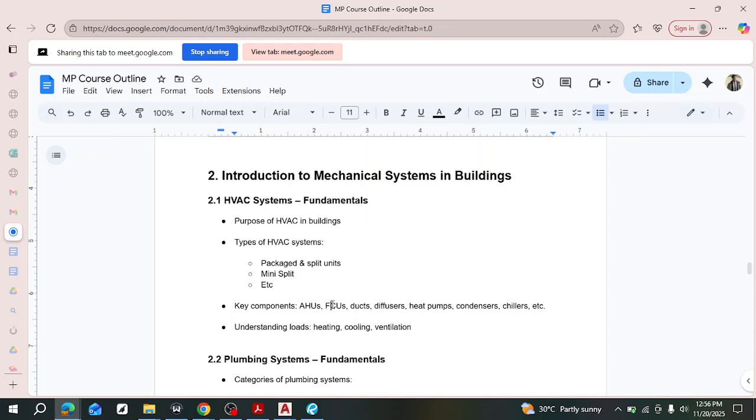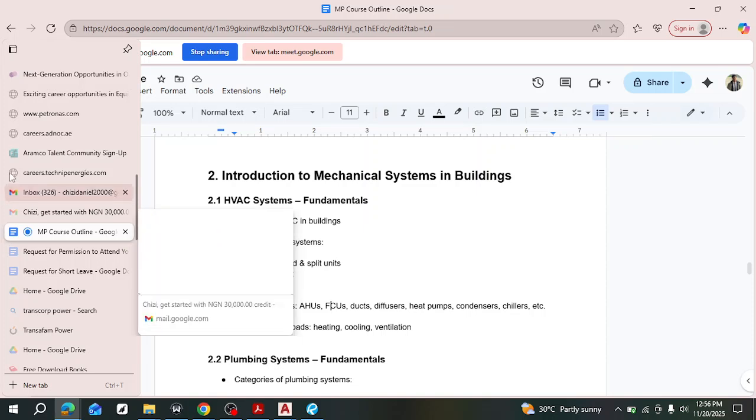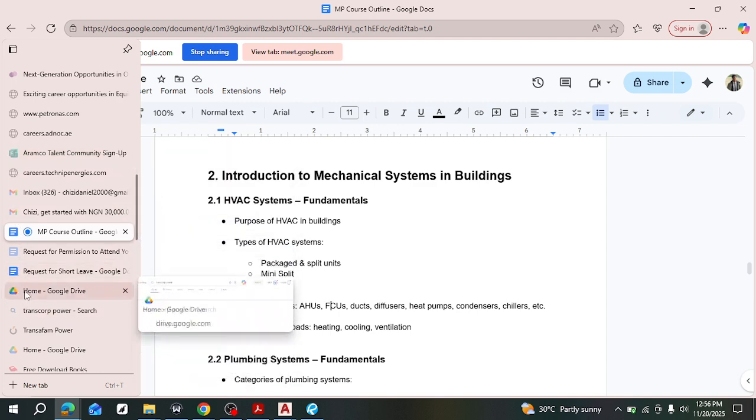How do I explain it now? Let me see if I can Google it. It works with refrigerant or water, and it's just somewhere in between a mini split and a split. Let me quickly look it up so I can use the right words.